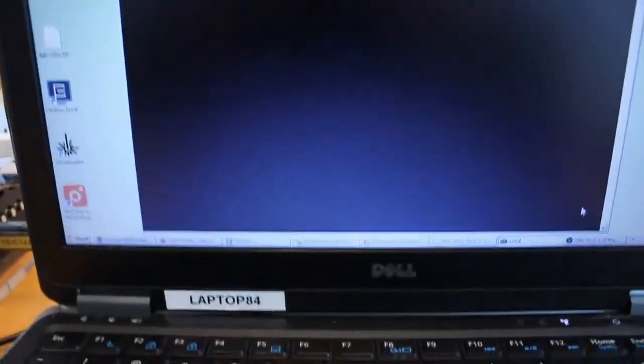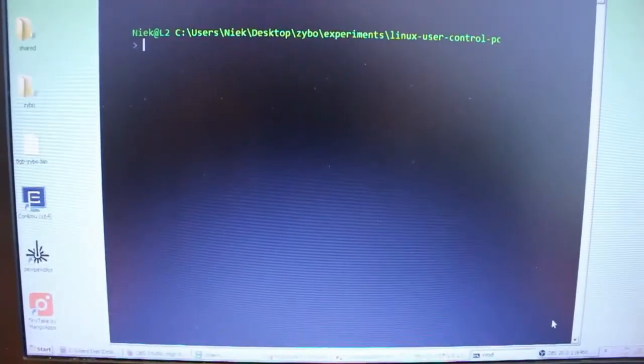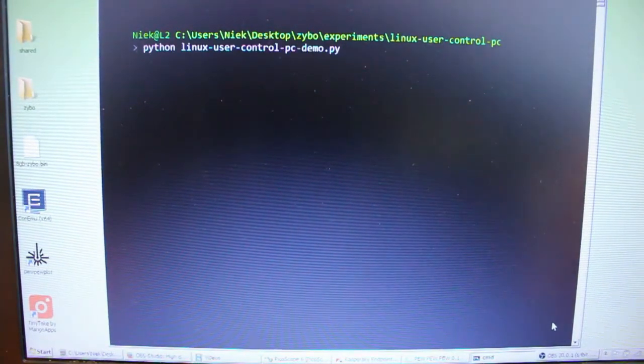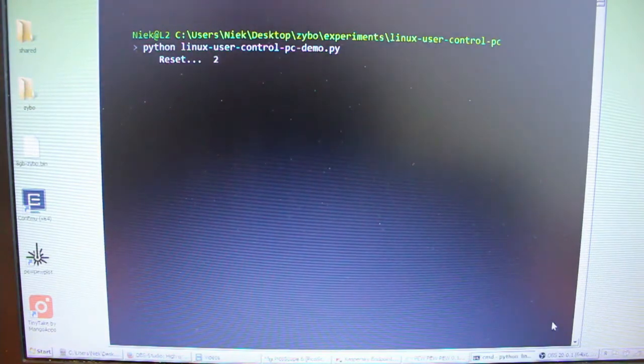And now we move over to our little workstation. Basically, we control the glitcher and the target from Python. It's quite convenient and quite flexible. The idea here is that we are first going to reset the target into a known state. And you see that happening now.